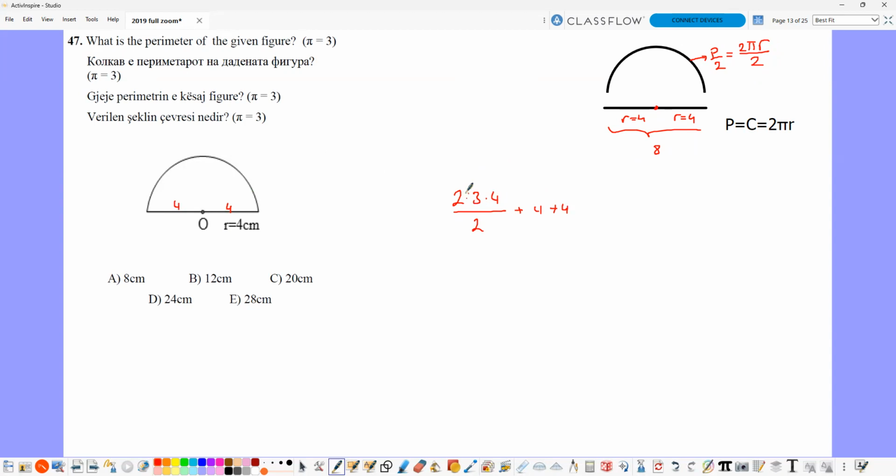And if we simplify, 2 times 3 times 4 is 6 times 4, 24 over 2 plus 8. And this is 12 plus 8, which is equal to 20. This is the answer of the question.